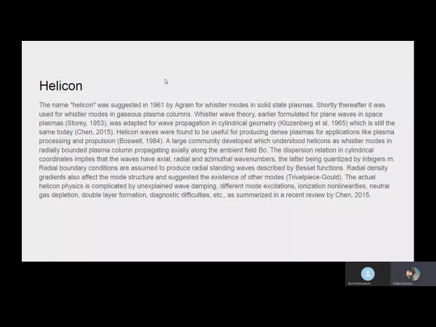Radial density gradients also affect the mode structure and suggested the existence of other modes, triple piece gold, which is the counter space. The actual helicon physics is complicated by unexplained wave damping, different mode excitations, ionization, nonlinearities, neutral gas depletion, double layer formation, diagnostic difficulties, etc., which are summarized in a recent review by Shen.